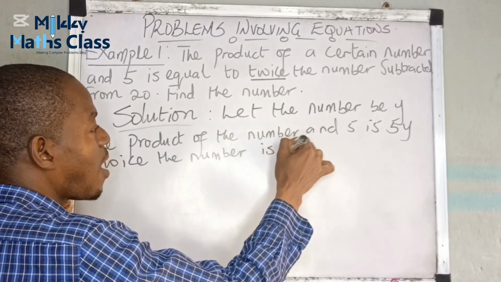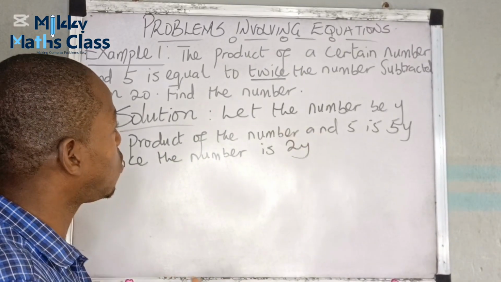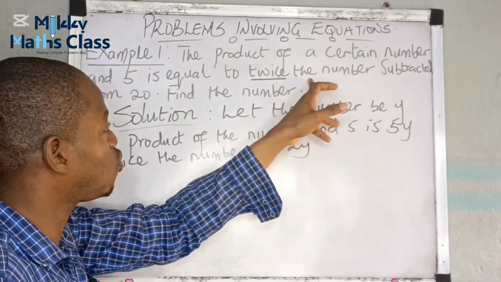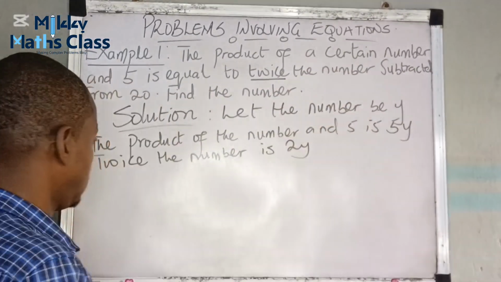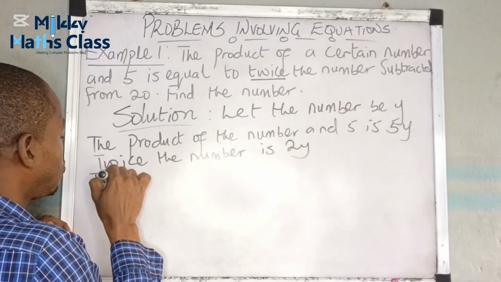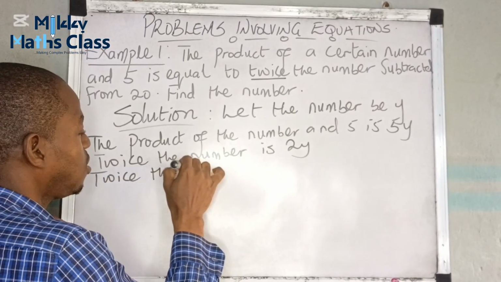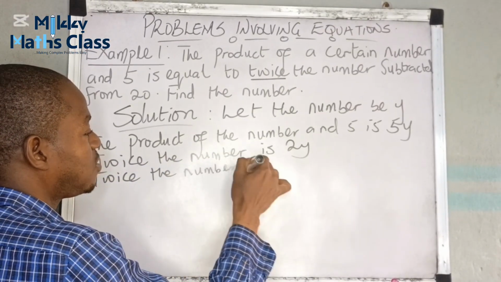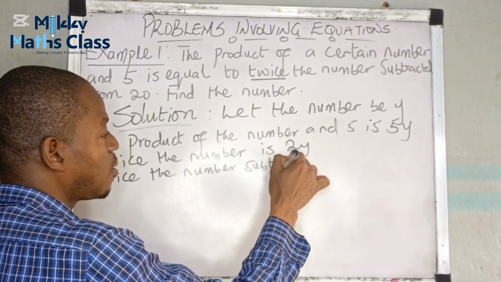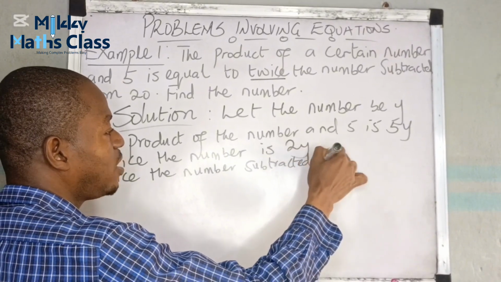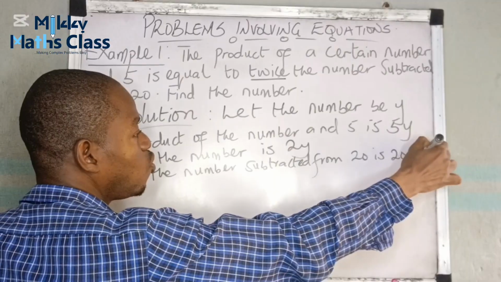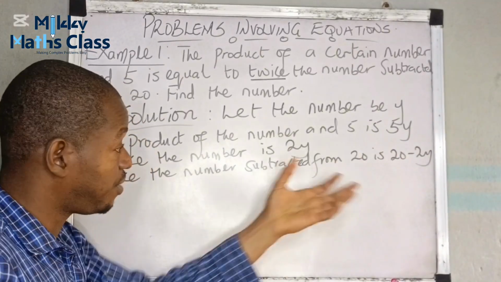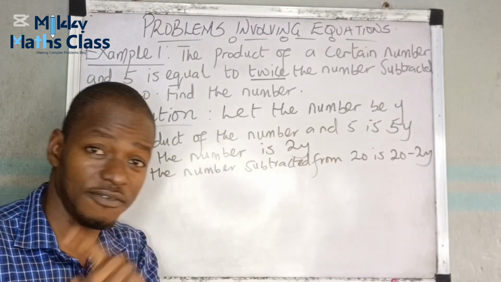is 2y. Now they told us that this product here, 5y, is equal to twice this number, this 2y, subtracted from 20. So twice the number subtracted from 20 is 20 minus 2y. So we have ended up bringing out all we need to solve and find the number.